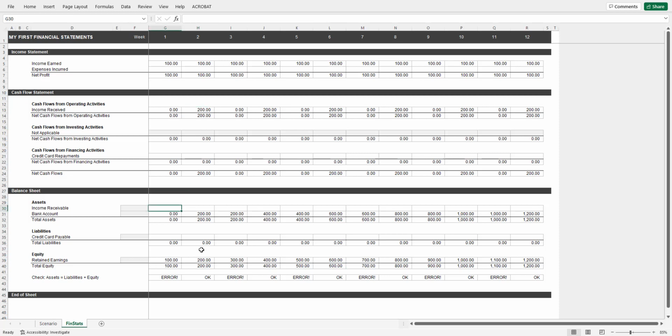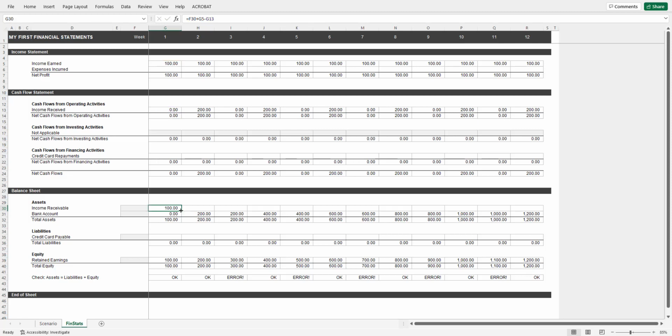So the formula I'm going to use to reflect that is I'm going to say my income receivable is always equal to whatever it was in the period before plus whatever I've earned minus whatever I've been paid. So if I just press enter there, you'll see that in this first week I am owed $100 because I started with nothing being owed to me. I earned $100 and I didn't get paid.